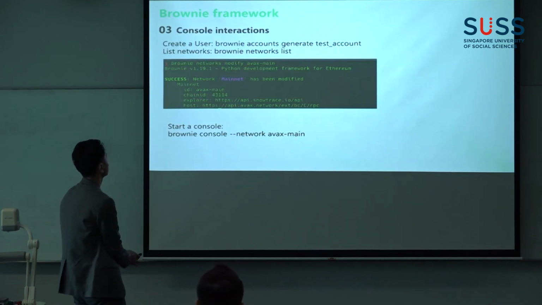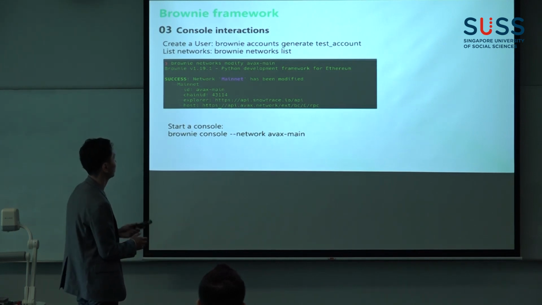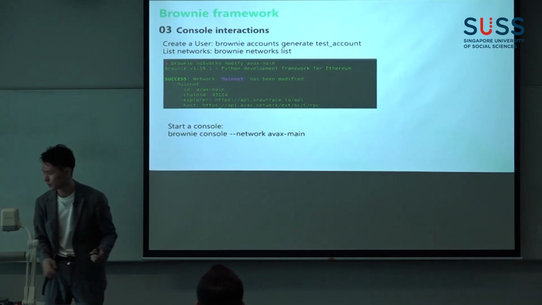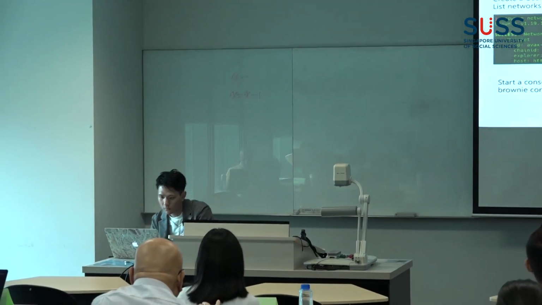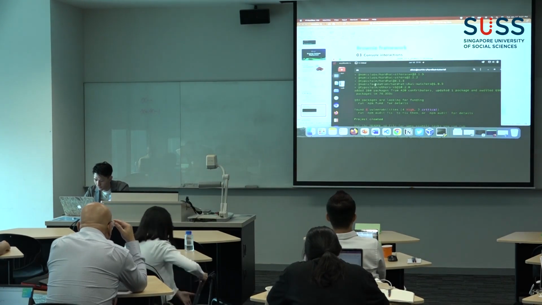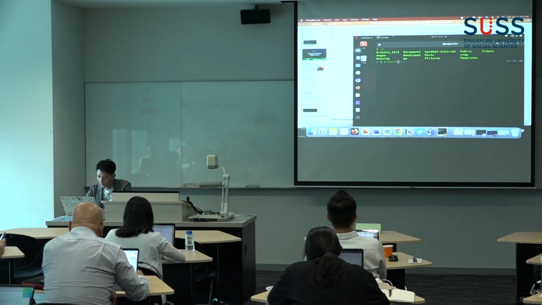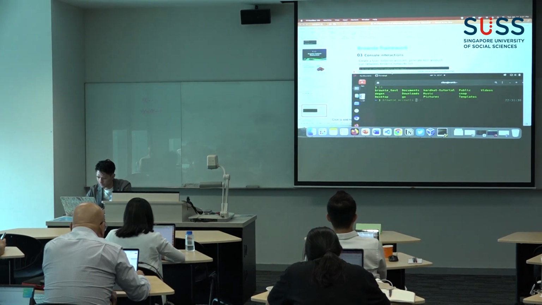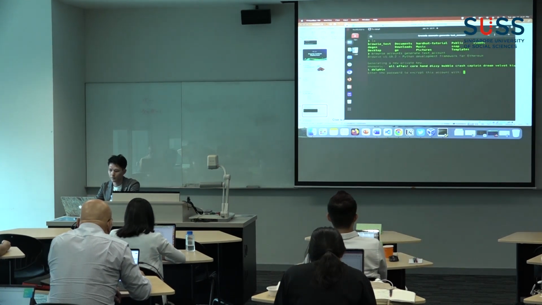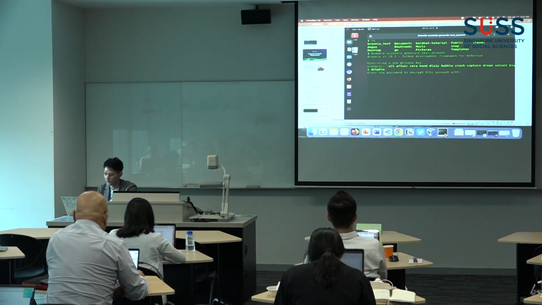So, yeah, this is what I'm talking about, the console interactions. We can create a user, use brownie accounts to generate a test account, and I can just show you briefly on my computer. So as we can see, we are generating a test account with the mnemonic, which is English words, and we can use a password to encrypt, and I'm not going to use a password. So this is my new account.